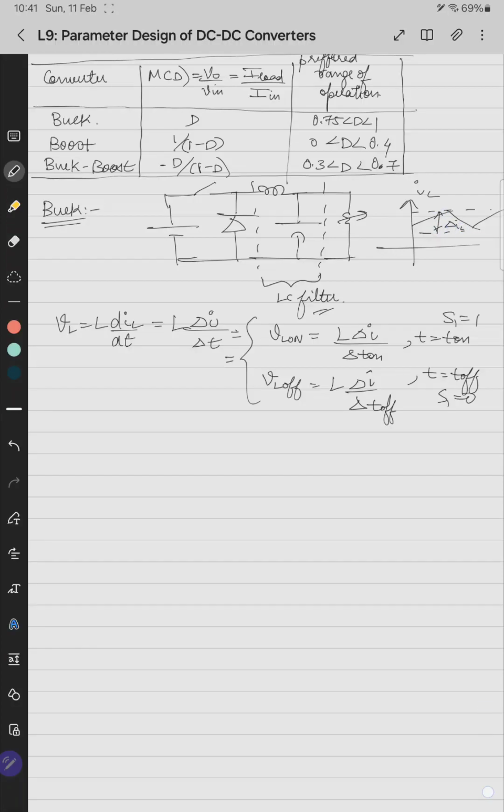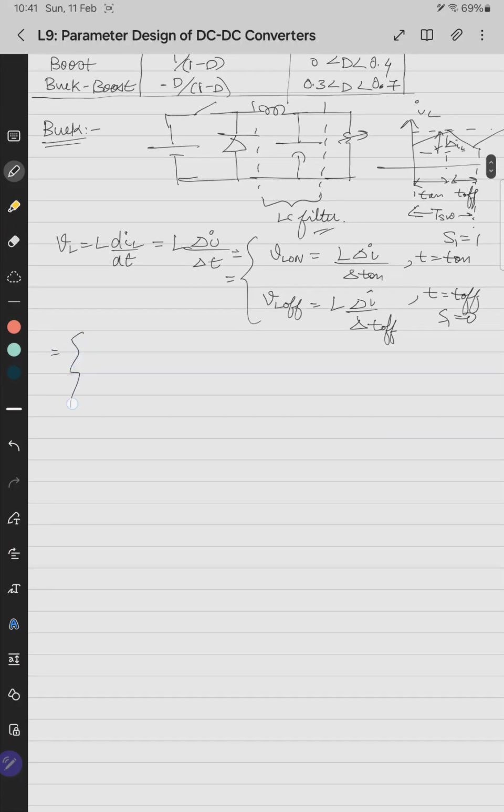This is delta IL, this is T on, this is T off, and this whole is T switching. So delta will be same. So it can be written as V.